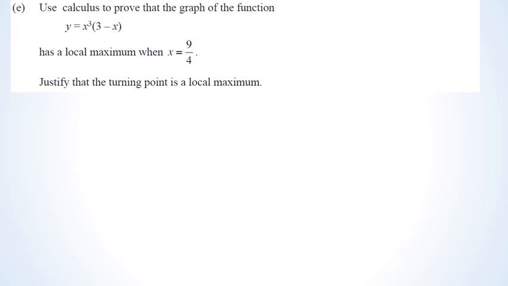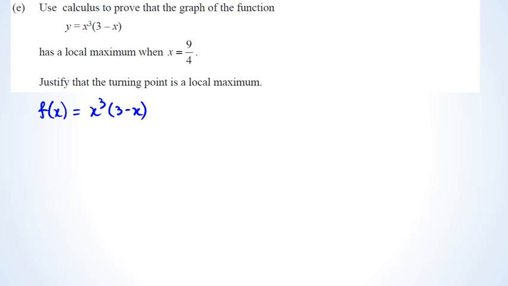Okay, so in this question we have to prove that this graph has a local maximum when x equals 9/4, and then we've got to justify that it's a local maximum as well. So the first thing I'm going to do is write down f of x, which is x cubed multiplied by 3 minus x.